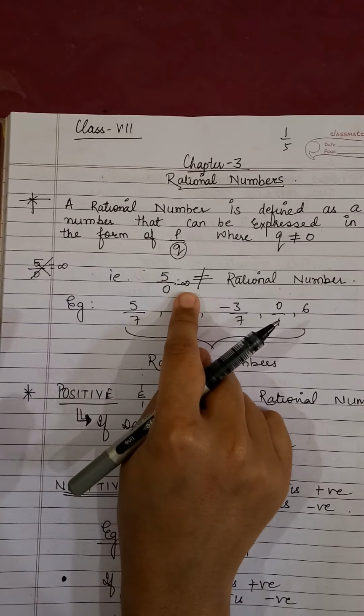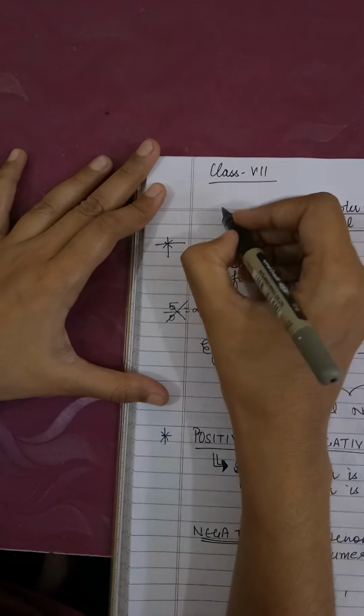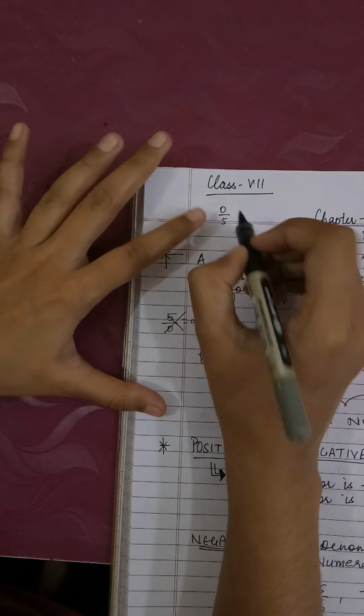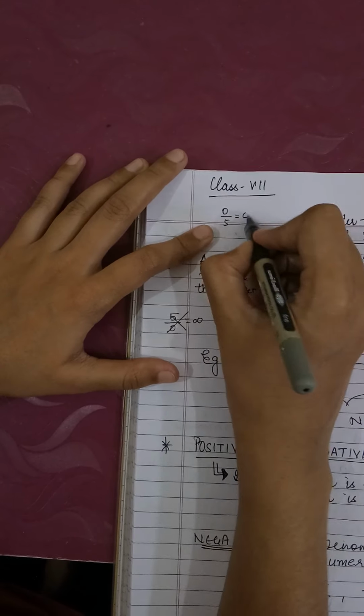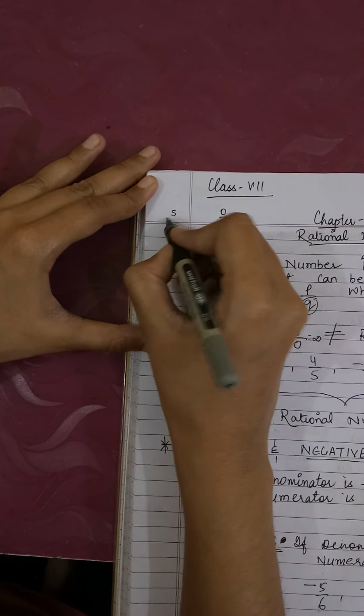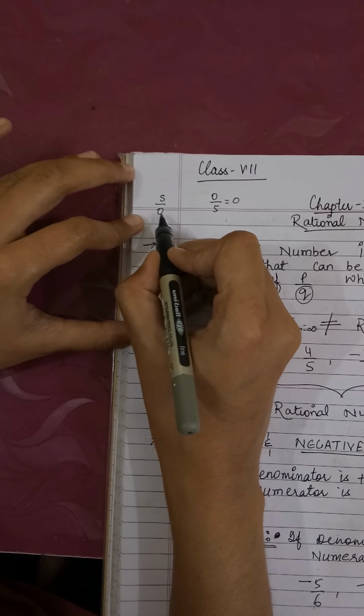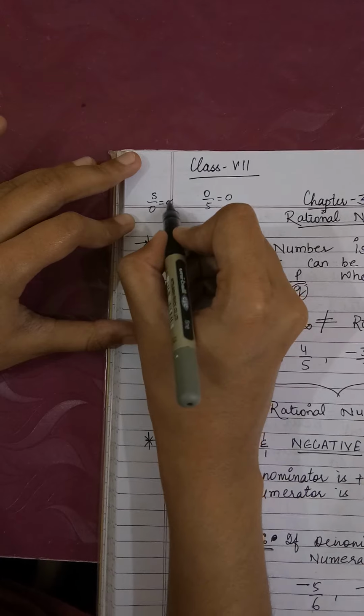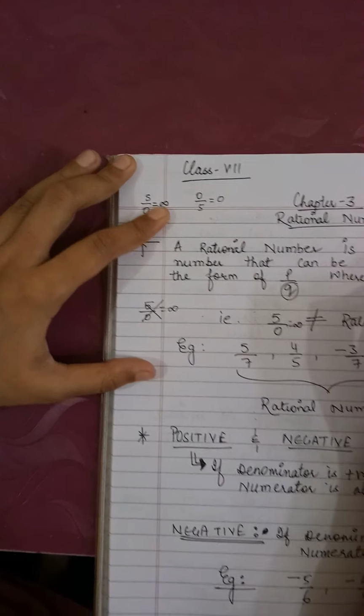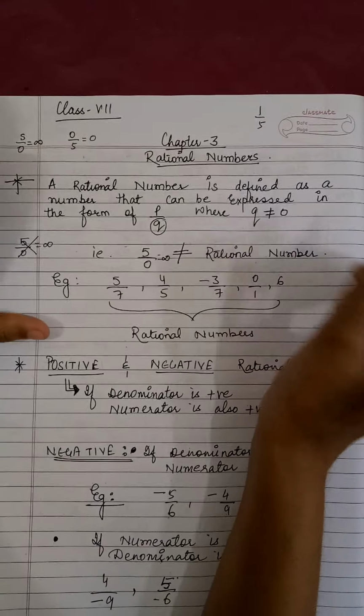We have done this earlier also, that if I write 0 upon 5, 0 upon any number, that will give me 0. But if I write 5 upon 0, in the denominator if I put 0, it will be not defined. That means infinity, right? So that means this will not give me a rational number.